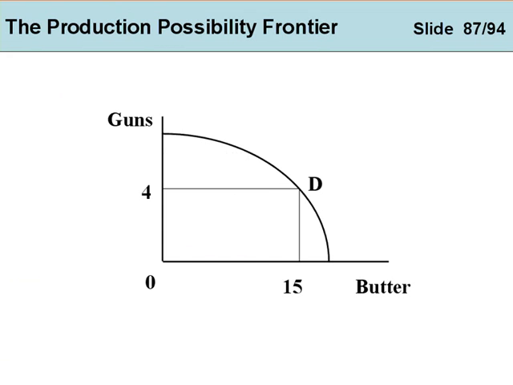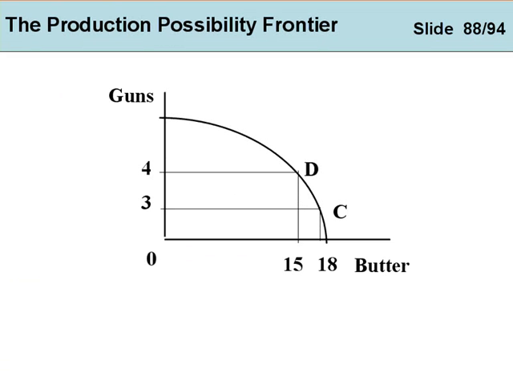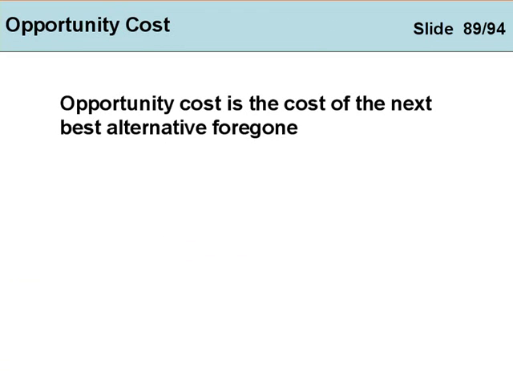Here's the point D. We've got 4 guns, 15 units of butter. Here's the point C. We've got 3 guns, 18 units of butter. So to get one more gun, to move from C to D, from 3 guns to 4, we'd have to give up 3 units of butter. We have to move from 18 to 15. So the cost of the extra gun is 3 units of butter in this case. This is what's known as the opportunity cost. It's the cost of the next best alternative foregone.